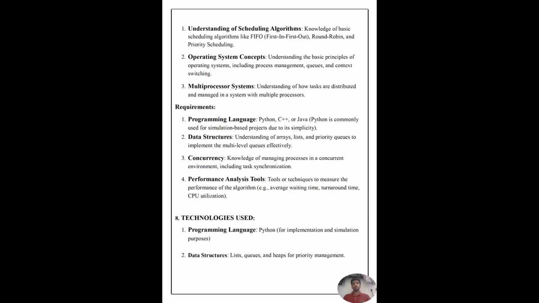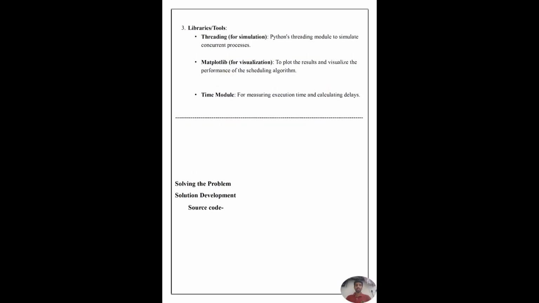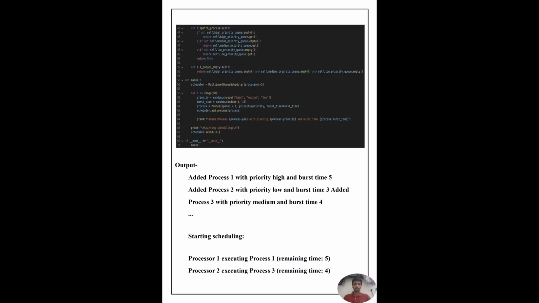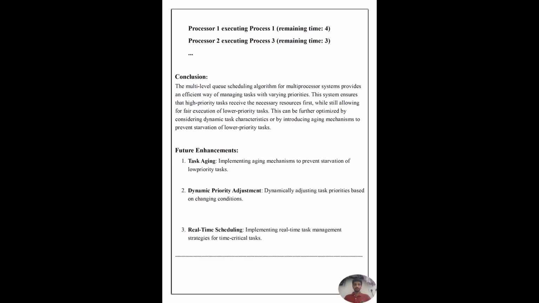And then, what are the technologies used? Python for implementation and simulation, with libraries: matplotlib for visualization, threading for simulation, and the time module for measuring execution time and calculating delays. These are the code for the multi-level scheduling, and then its output. Conclusion and future enhancements: dynamic priority adjustment and real-time scheduling.